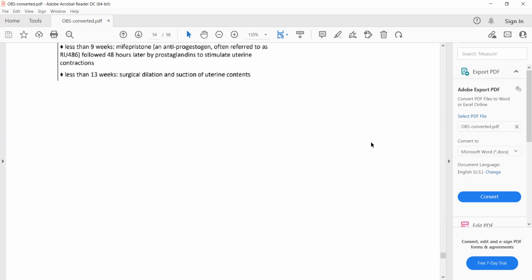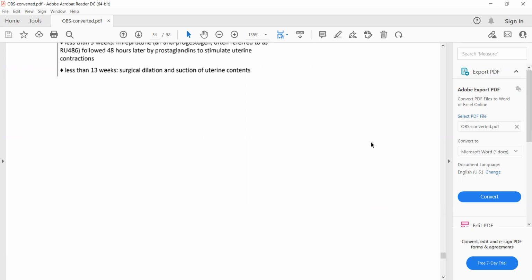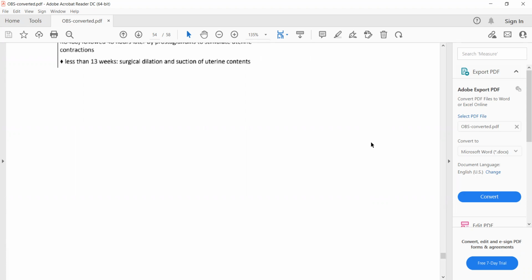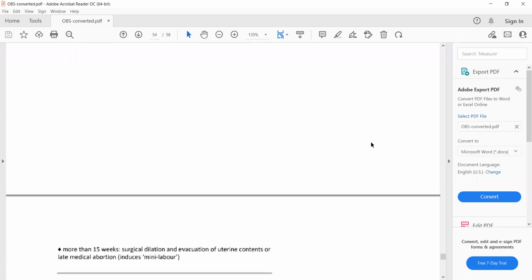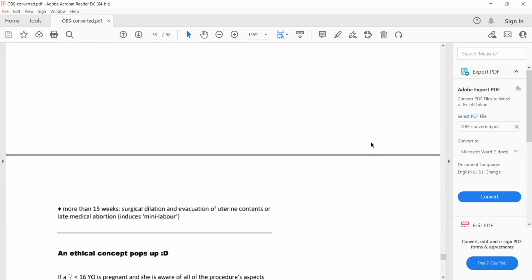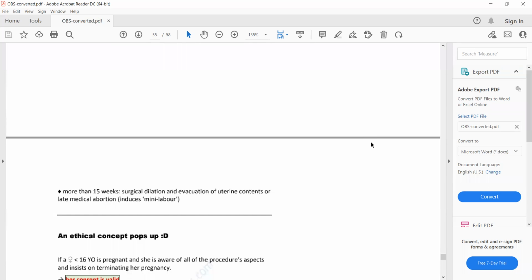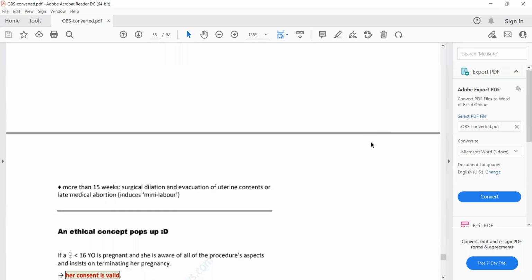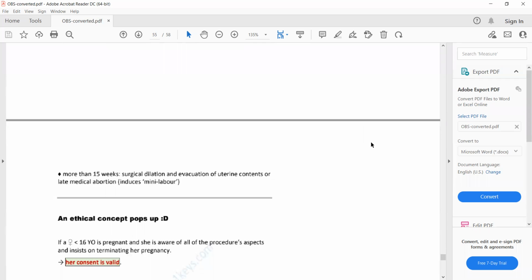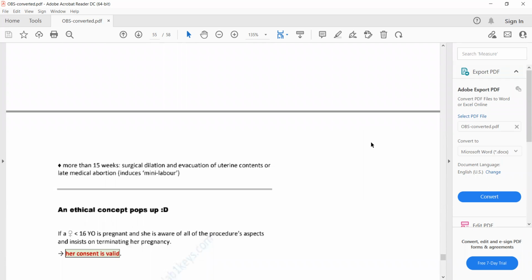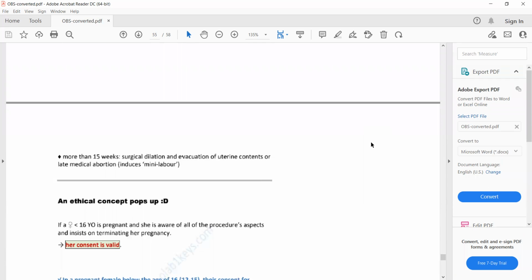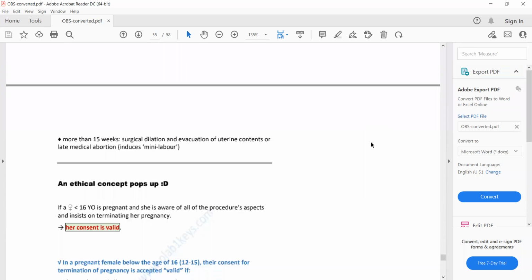And if the pregnancy is more than 9 weeks but less than 13 weeks, then surgical dilatation and suction of the uterine content is done. And for more than 15 weeks, surgical dilatation and evacuation, or medical abortion through drugs such as oxytocin or even mifepristone can be tried to induce mini labor.